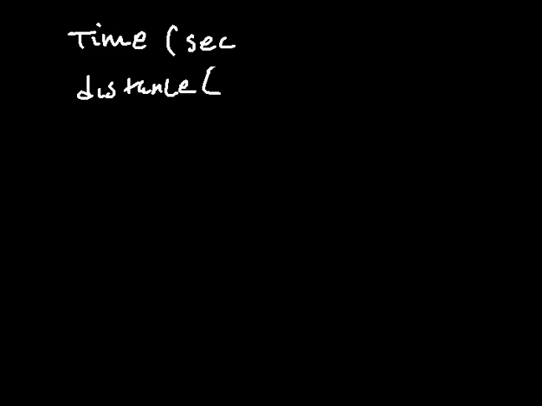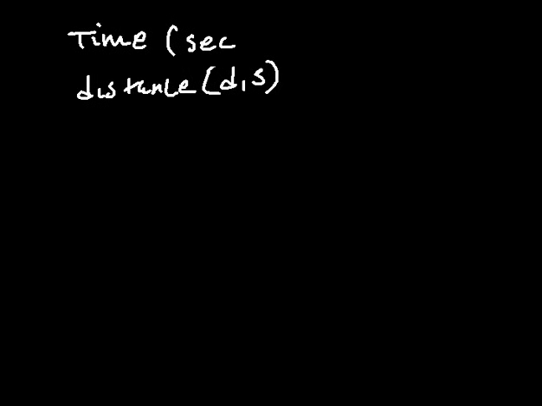In linear motion we have parameters like time. Time will be given in seconds. And we have parameters like distance. We'll be using time in seconds, and distance will be denoted as d, or sometimes we'll be using distance as s.